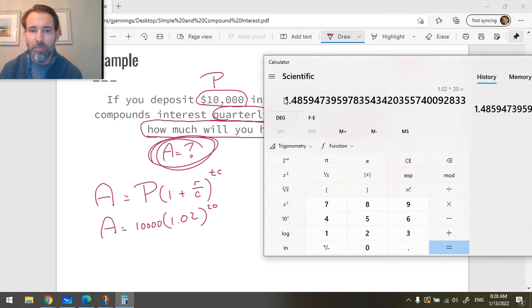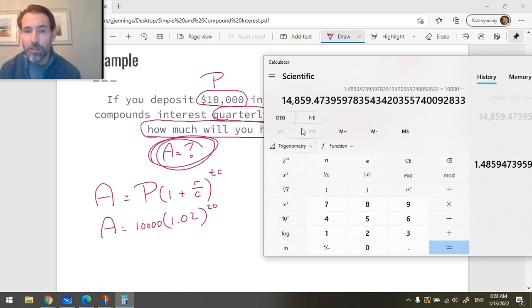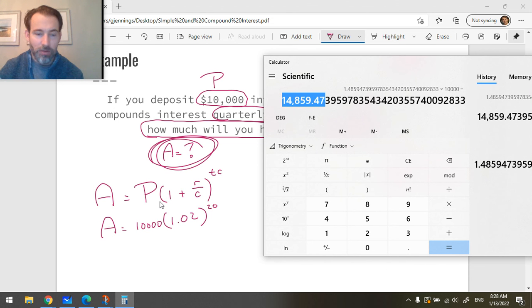So our amount of money that we'll get in 5 years at 8%, compounding quarterly, will nearly increase by 50%. It increases by 49%. Let's just take that number and multiply it by 10,000, and then we can round to the nearest cent. Okay, multiply this number by 10,000 equals, and then we will have this amount of money. 14,859.47.